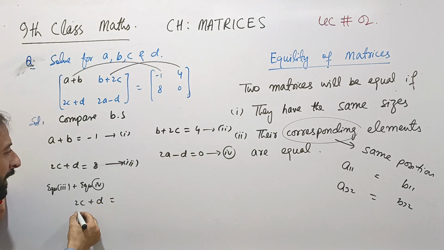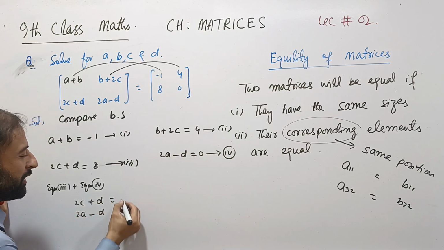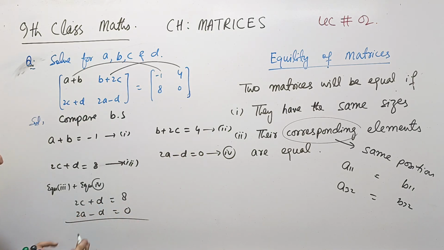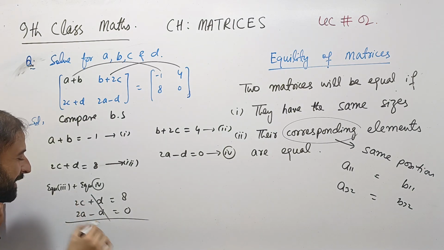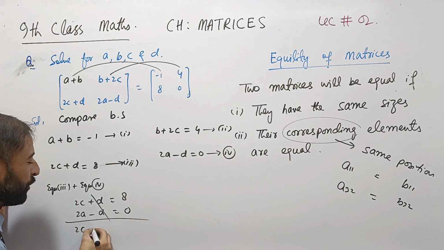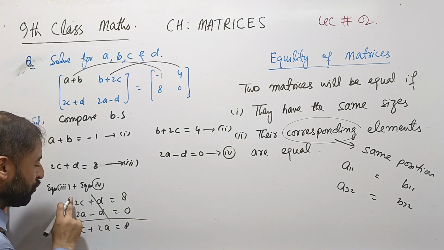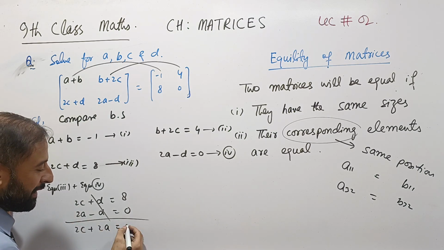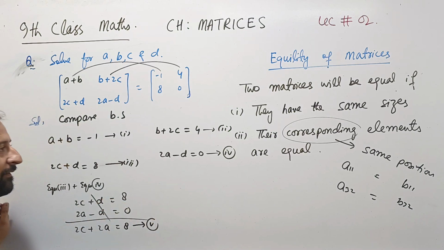And here we have 2A minus D is equal to 0. So we will add them because they have opposite signs. These two will cancel out. We add them. We got a new equation: 2A is equal to 8. 2C plus 2A. Let's call it equation number 5.